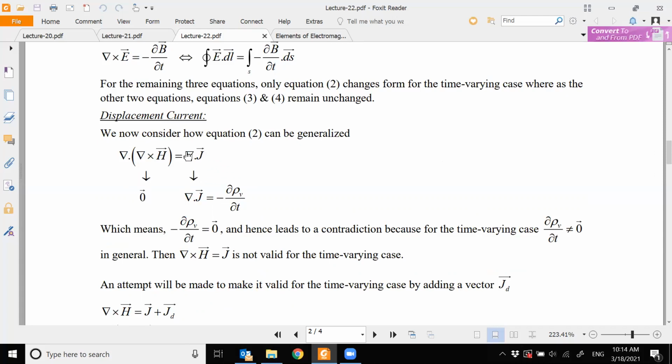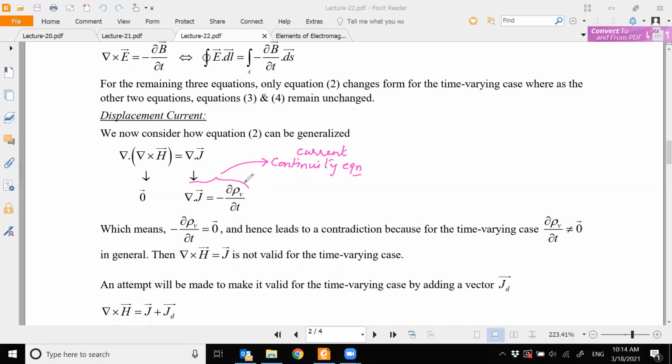And what is del dot J bar? Del dot J bar is minus dou rho V over dou t. This is coming from where? We looked at this equation long ago when we were doing electrostatics. What is this equation? Does anybody remember? Continuity. Exactly, this is the continuity equation, or current continuity equation.